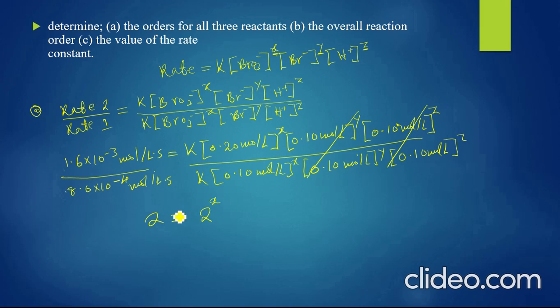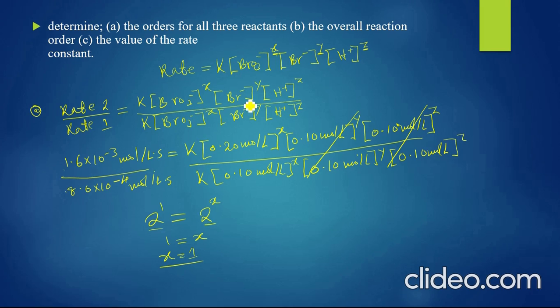So what do you do? You use the laws of indices: the bases are the same, so you equate the powers. This 2 is the same as having 2 to the power 1 there, so 1 is equal to x. Therefore x is equal to 1. So we have determined the order with respect to the first concentration, the bromate ion.